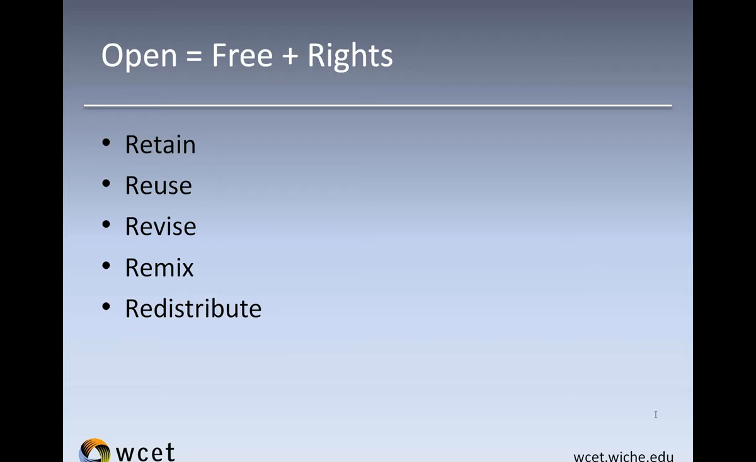The main characteristic is that you cannot charge people then to use those resources. So part of the open concept is that if you get it for free and use it, then you also offer it to others for free.